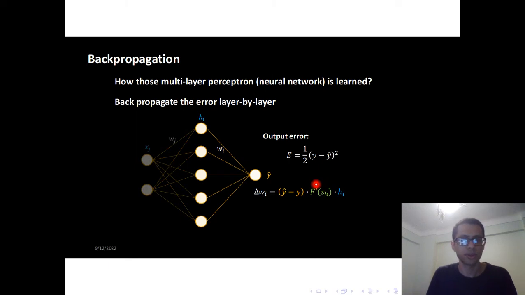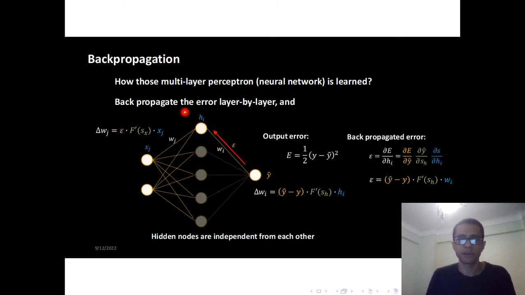First, we calculate the gradient of the weight that maps the hidden layer to the output layer. Its name is w subscript i. We calculate this gradient by this formula, where h subscript i is the value of the hidden node i.